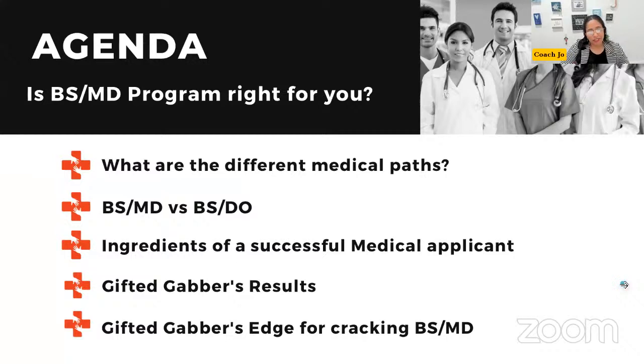This is the agenda for today. You're going to learn about the different medical paths. What's the difference between BSMD and BSDO? Ingredients of a successful medical applicant. Our Gifted Gabber results, we are very, very proud of the results that we have achieved. And let me tell you, each and every program that we build is outcome oriented. You will have a tangible outcome. And our edge, our solution.